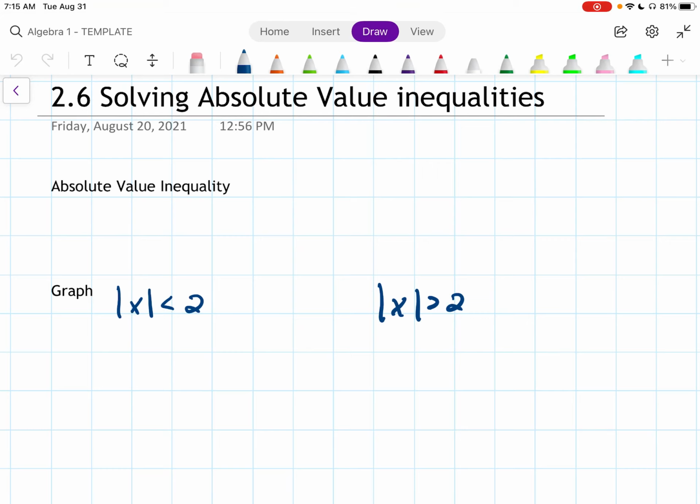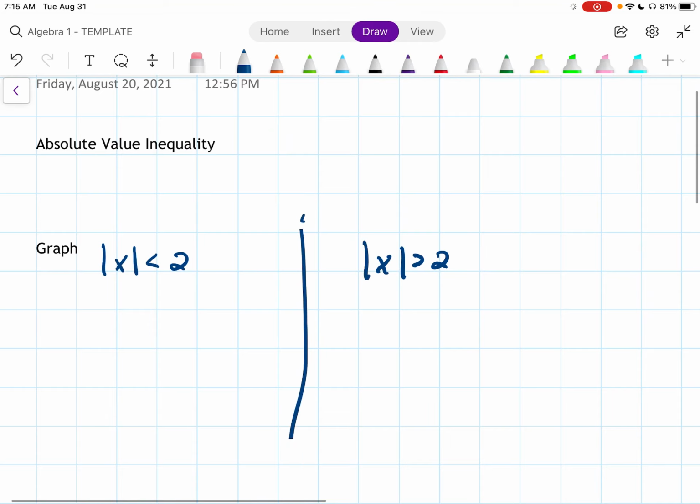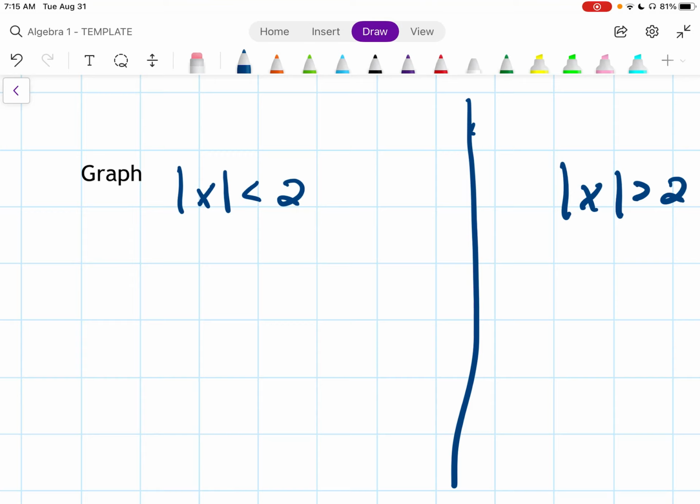Starting off, though, I want to just graph these two examples. We have the absolute value of x is less than 2, and the absolute value of x is greater than 2. Here on the left, I'm going to draw a little line to separate them. Starting here, absolute value of x is less than 2. I'm going to put a number line. I've got 0, I'll have 2, and I'll have negative 2.